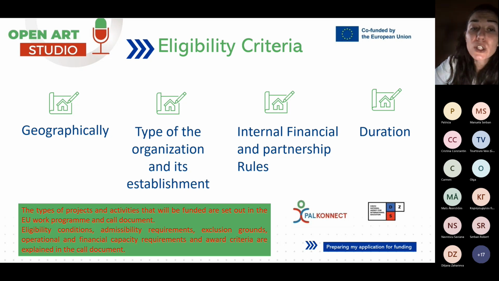Of course, there are the internal financial and partnership rules. Each call gives a specific budget to use to prepare your application and to calculate how much money your actions are going to cost, and of course the duration. In the call is described the minimum and the maximum duration that each project needs to have.